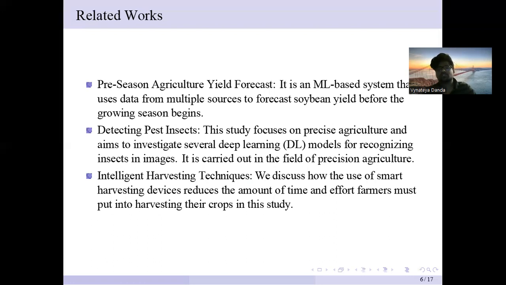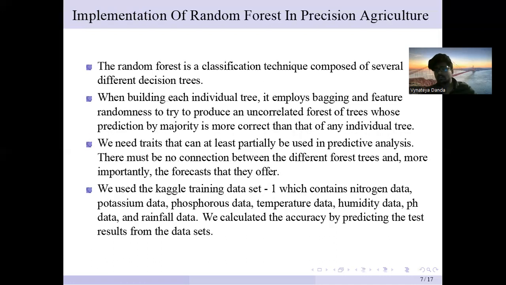And coming to the next one, which is intelligent harvesting techniques. Here we discuss how the use of smart harvesting devices reduces the amount of time and effort that farmers must put into harvesting their crops. And coming to one of the most important algorithms in machine learning, which is the random forest, the oldest algorithm that we are practicing. Here the random forest is a classification technique composed of several different decision trees.